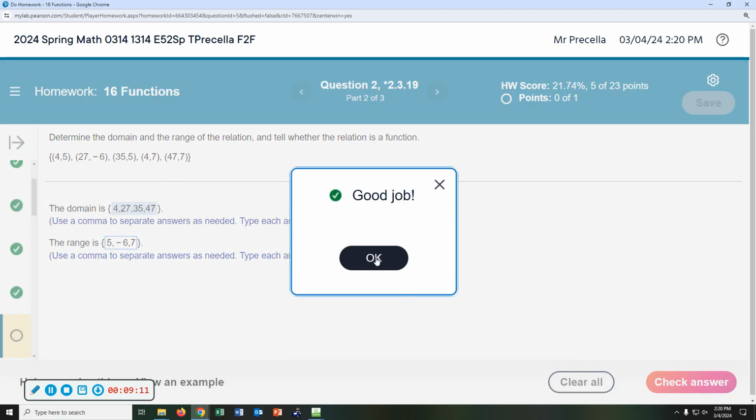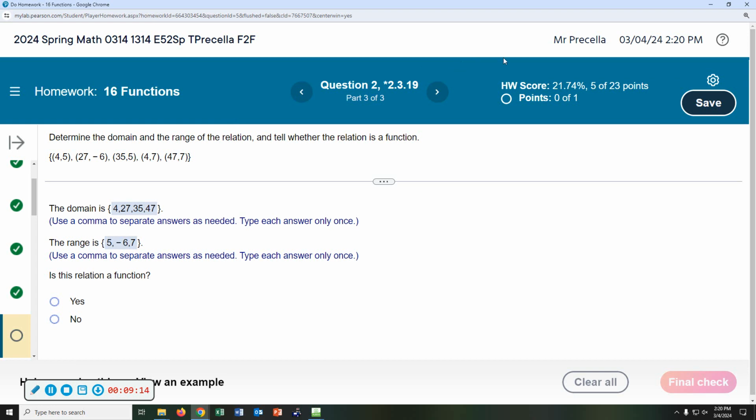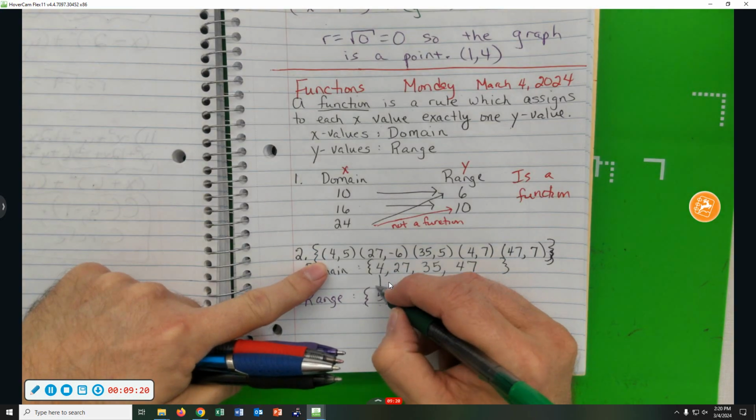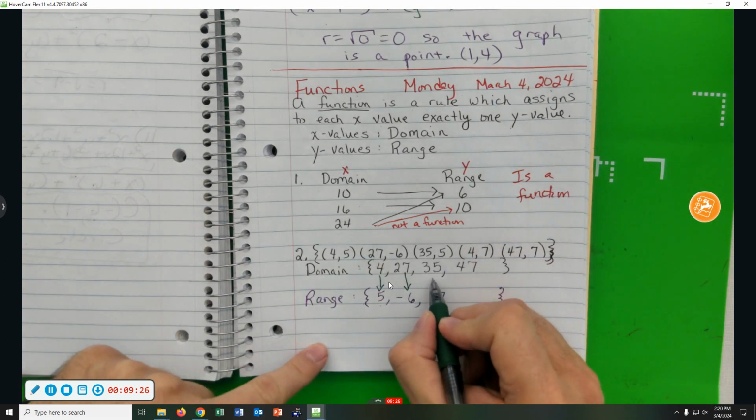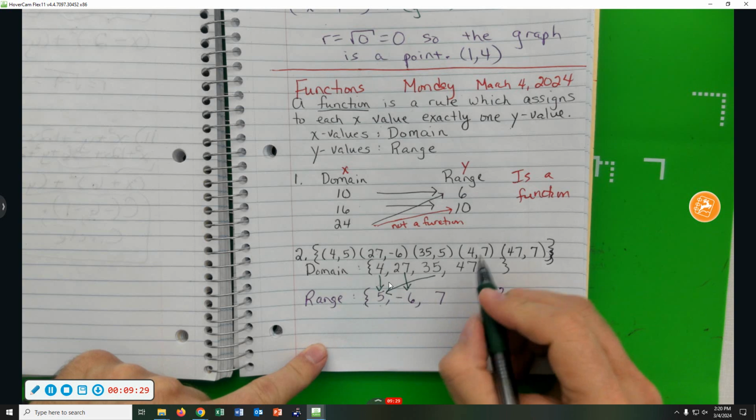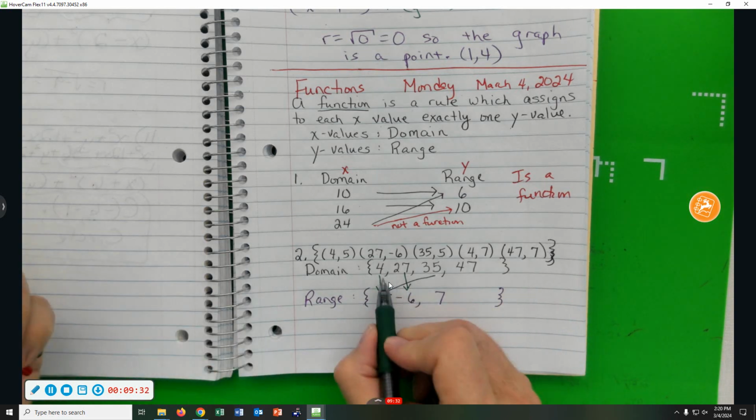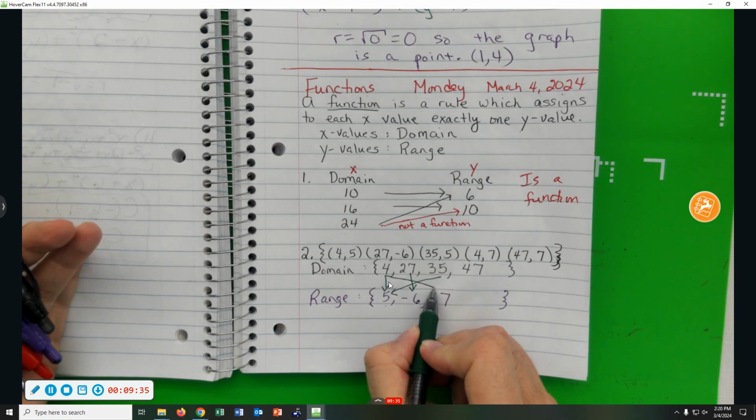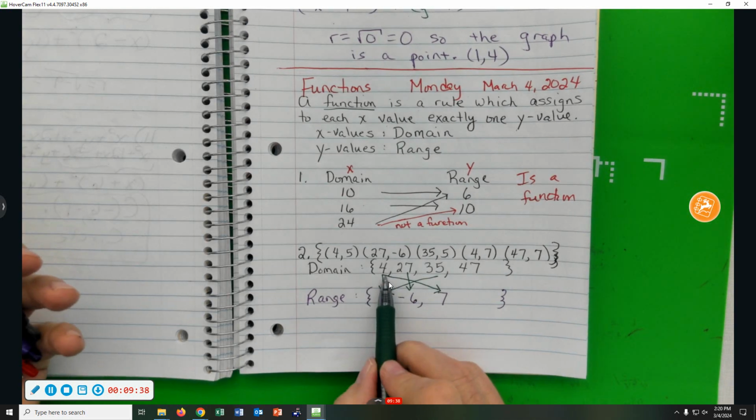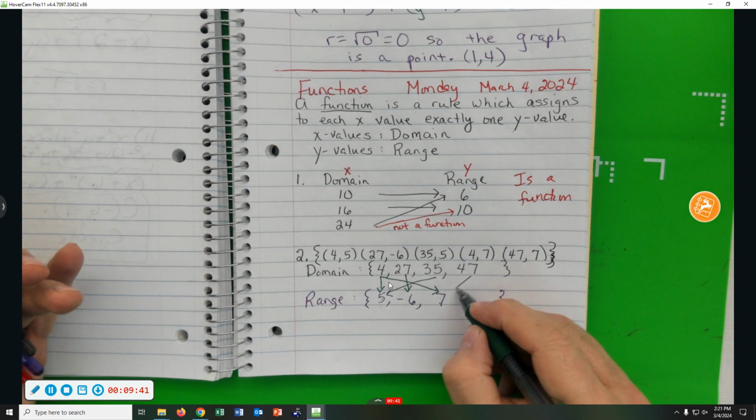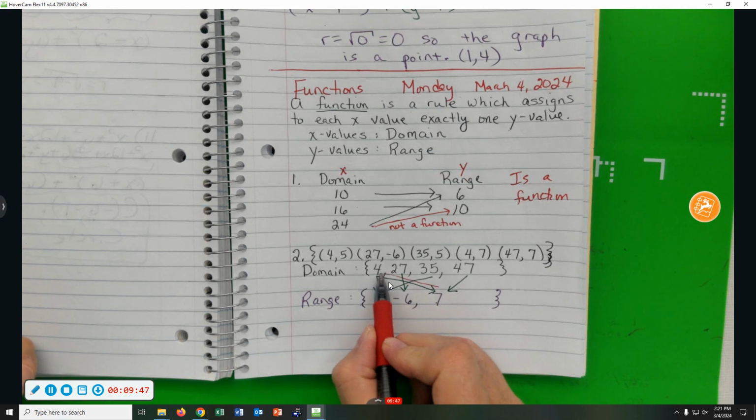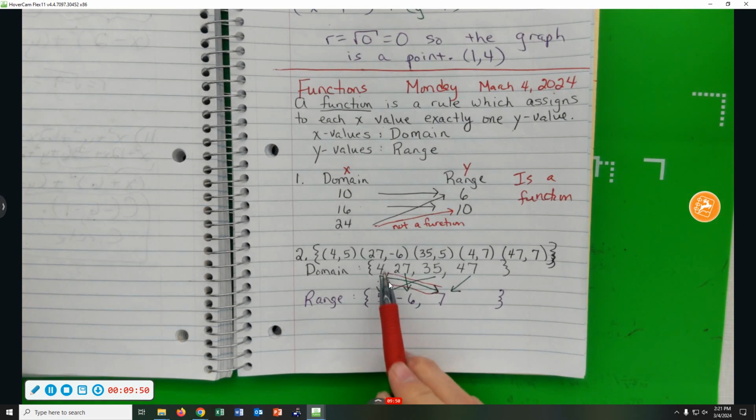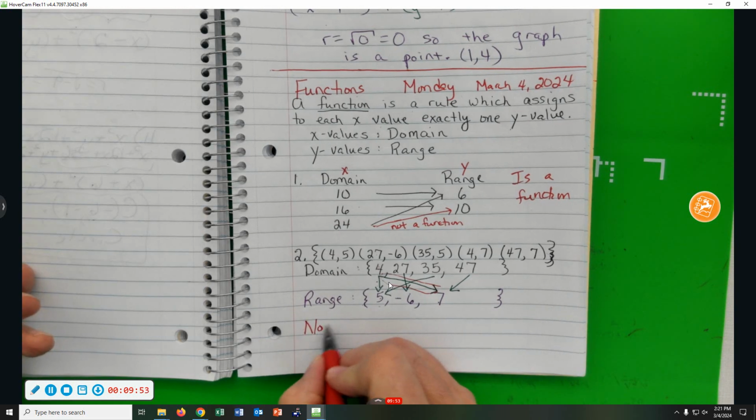Now, to decide if it's a function, I sort of like these arrows. Could y'all imagine drawing the arrows up right here? 4, 5, 27, -6, 35, 5, 4, 7. What's happening there? 4 is being assigned to 2 numbers. So is it a function? No, because right here, the number 4, it's this arrow here. Notice how there's 2 arrows coming out of the same x value. This is not a function.